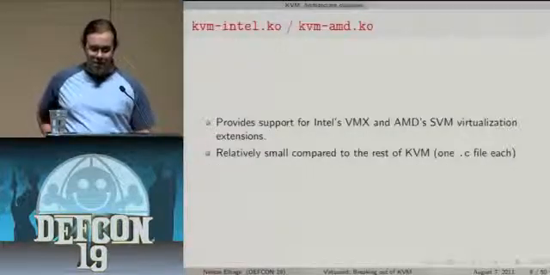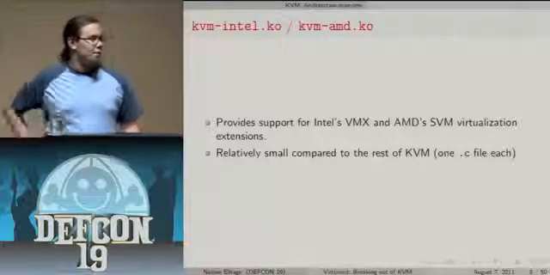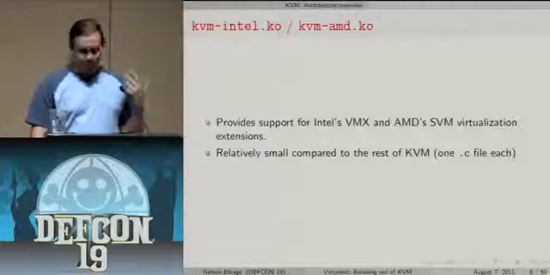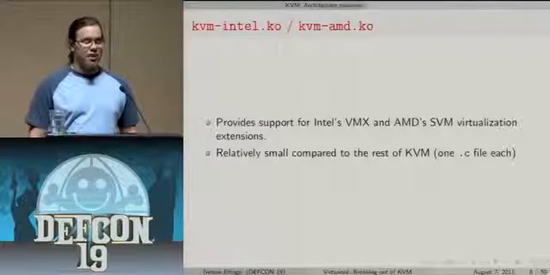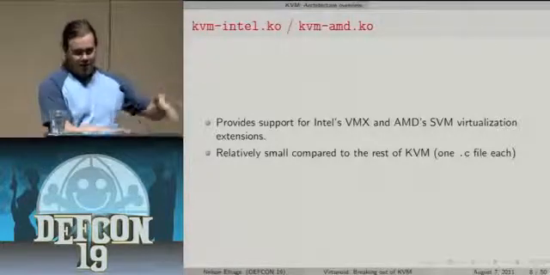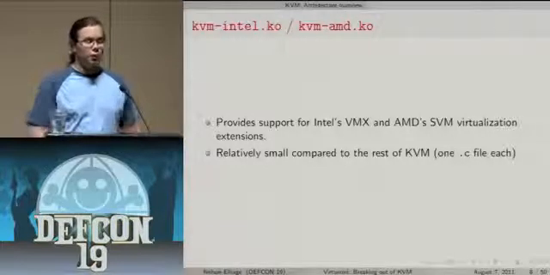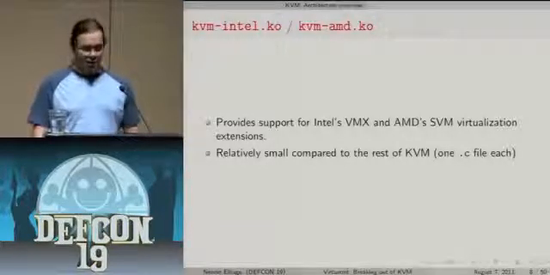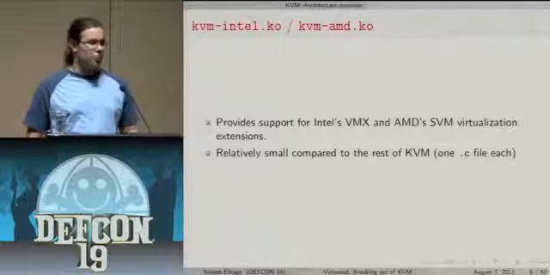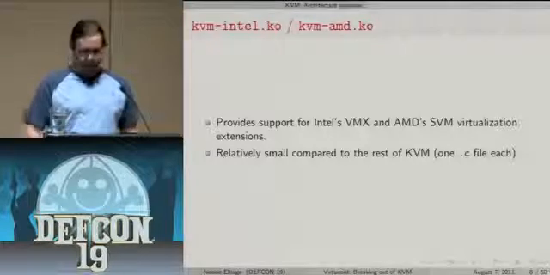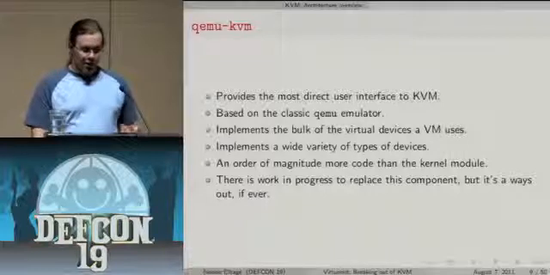KVM Intel and KVM AMD are the other half, really less than half, of the kernel component here. They just provide the glue code for communicating with the hardware virtualization extensions. More or less you take those four chapters or whatever from the Intel manuals and implement the software half of that, and you get these. And they're relatively small. They're one C file, 4,000 lines or so each, which compared to any of the other components is tiny. And then finally, we come to the user space component, QEMU KVM.